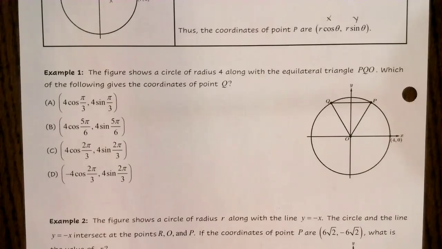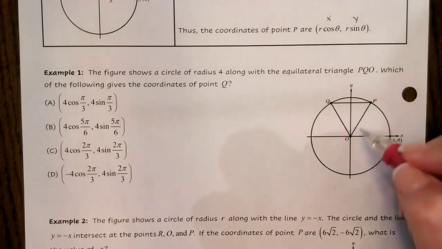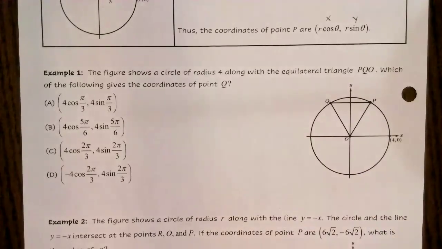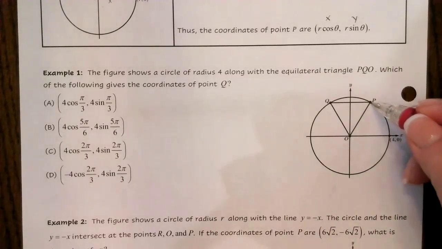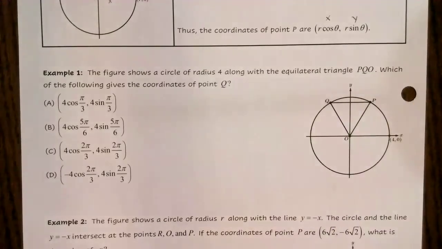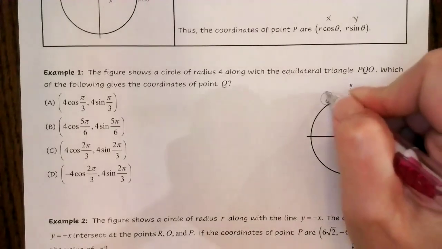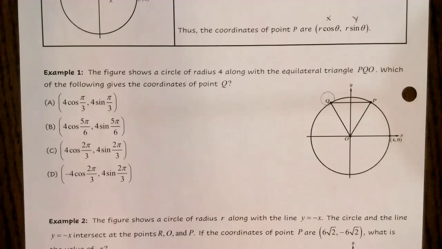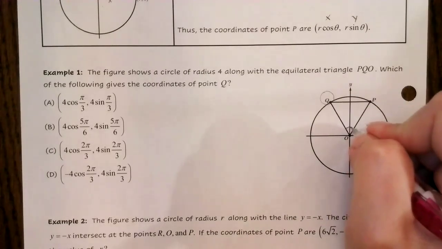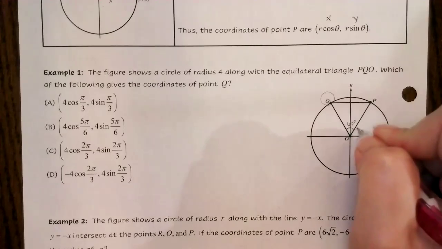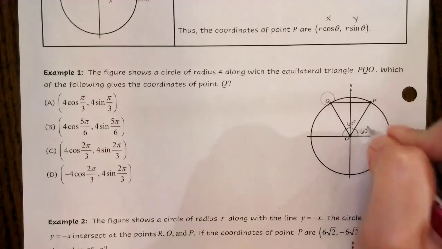It says example 1, the figure shows a circle of radius 4 along with the equilateral triangle PQO. So PQO right here, there's an equilateral triangle, which means that we have another one that would go right here and another one right here. We're dividing that top part into 3 parts. And so it says, which of the following gives the coordinates of point Q? And so we want to talk about this one right here. Since this right here is 60 degrees, because it's an equilateral, then this one is also 60 and this one is also 60.